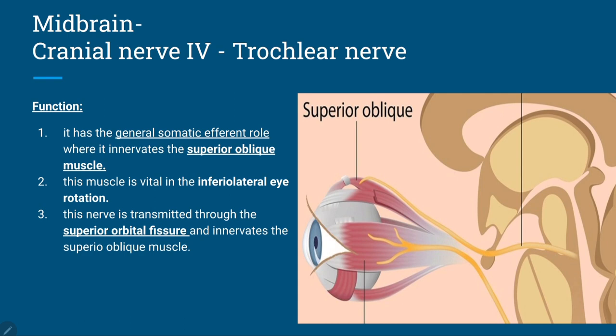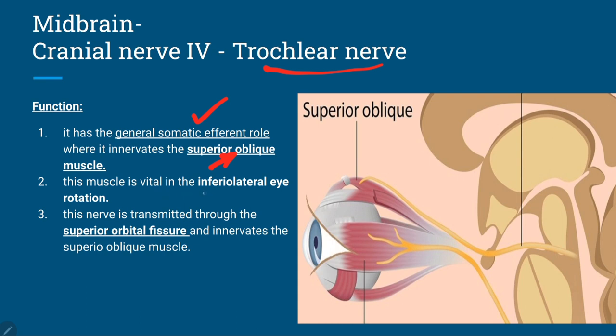The next component of the cranial nerves, which are originating from the midbrain, is the trochlear nerve. What are the basic functions? Number one function, it has a general somatic efferent role where it innervates the superior oblique muscle. So almost always one muscle that is supplied by the trochlear nerve.